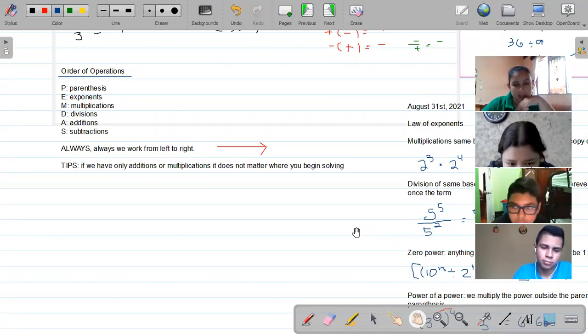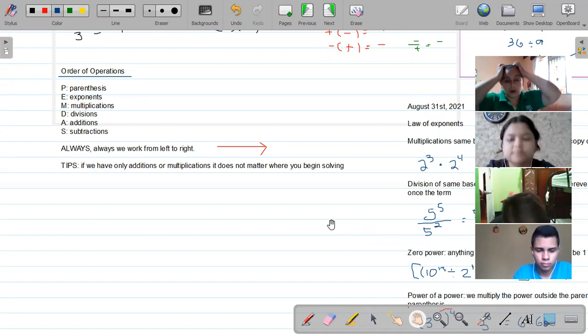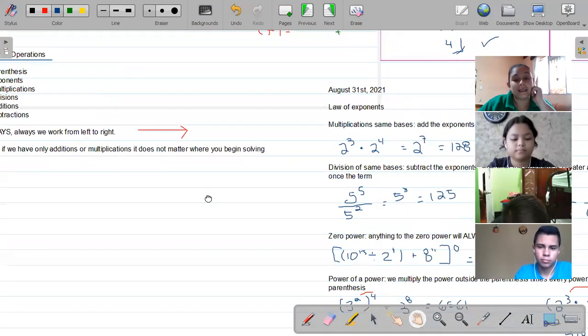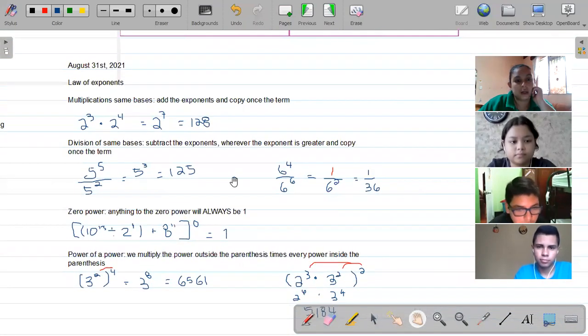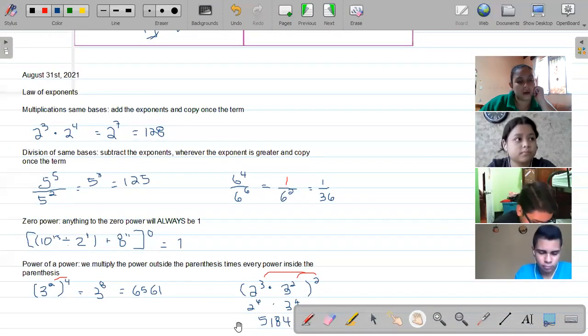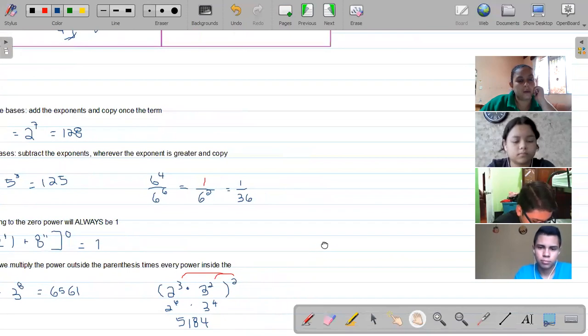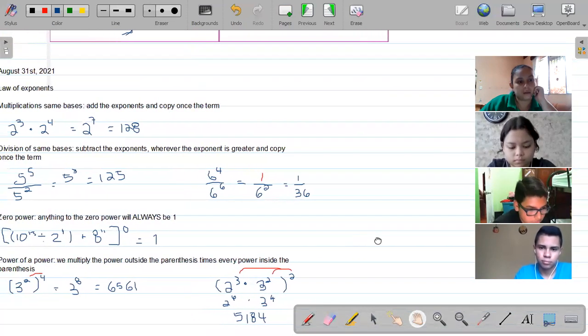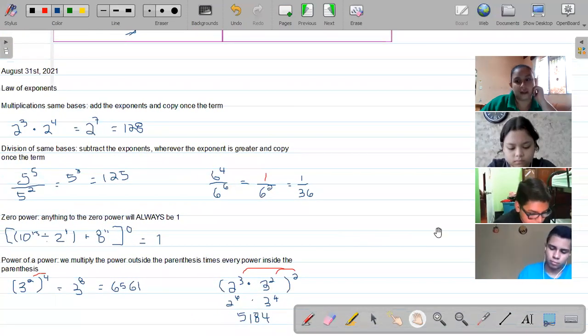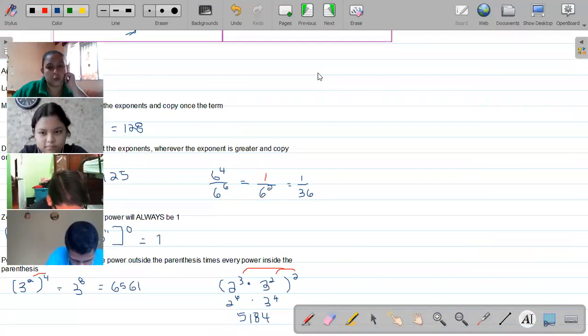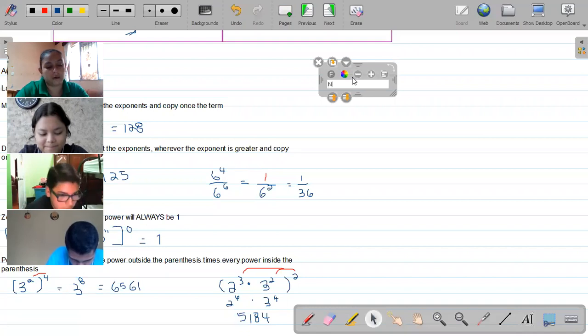We saw PEMDAS, and I gave you that little tip. So for right now, we're seeing the exponents. And we're missing one, which is the negative exponents. And instead of going further down, I'm going to move this a little bit so it fits. Okay. So we're going to work right now with negative exponents. That will be the last law.